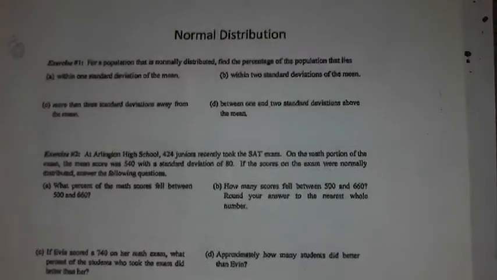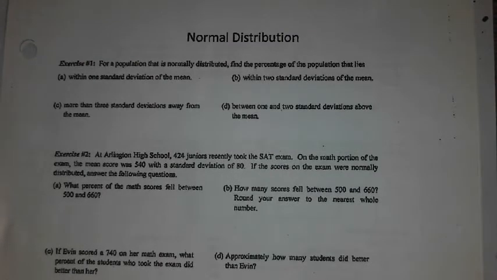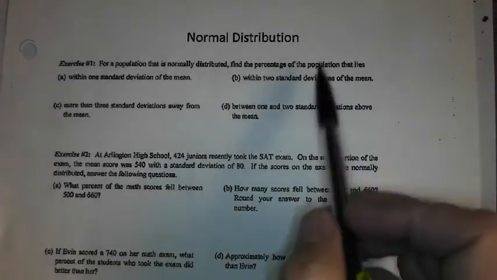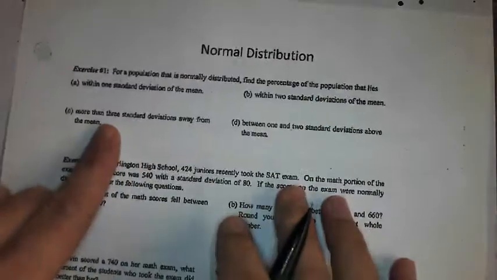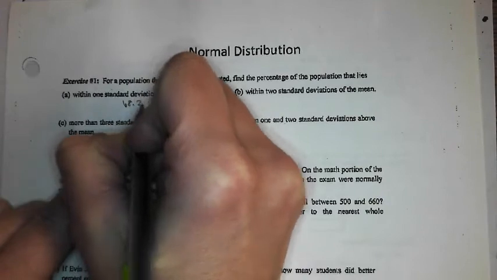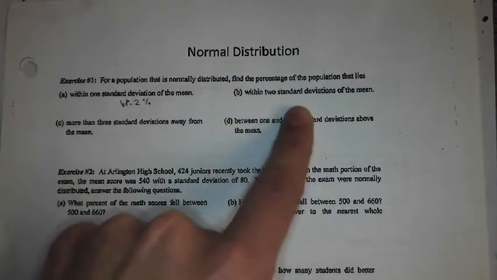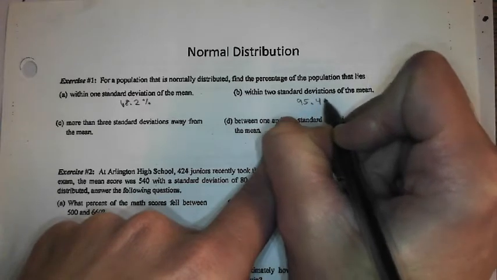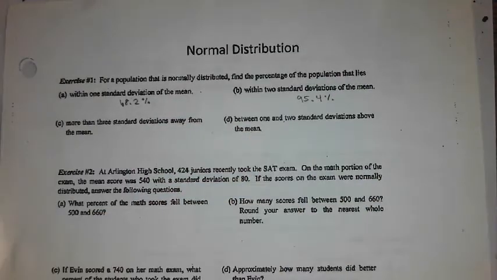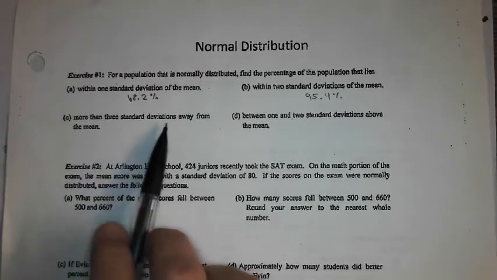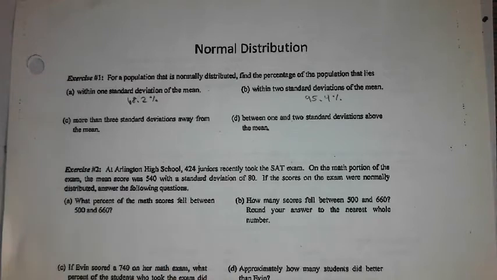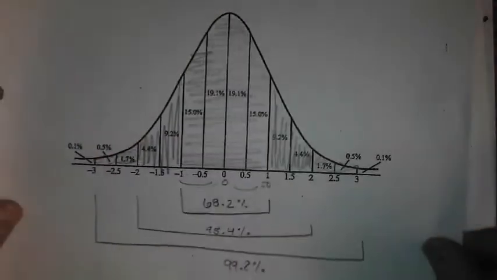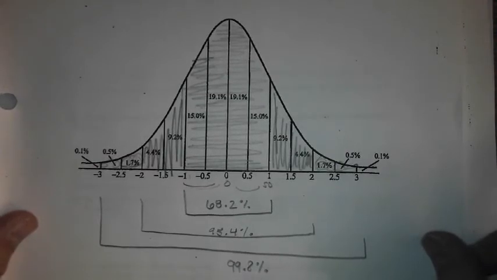So if we jump to exercise 1, again, there's that precursor information. For a population that is normally distributed, find the percentage of the population that lies within 1 standard deviation. We're going to use that chart exactly, assuming that they gave it to you. 68.2%. 2 standard deviations we already did was 95.4%. How about more than 3 standard deviations? Not within 3 standard deviations, but more than 3. What percentage is more than 3 away?